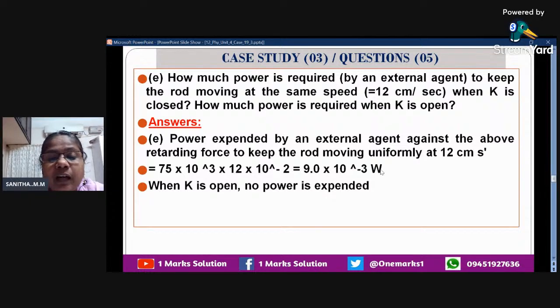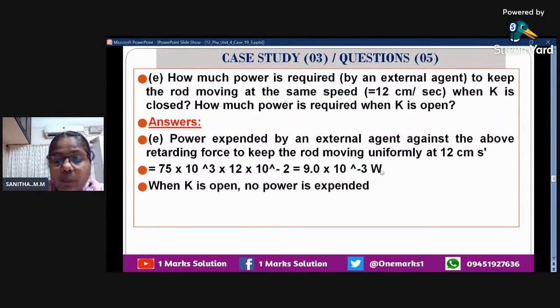Force is given here and the velocity here, 12 centimeter. You have to just convert it into meter. So 12 into 10 raised to minus 2. So you will get the answer 9 into 10 raised to minus 3 watt. That will be the answer, 9 into 10 raised to minus 3 watt.